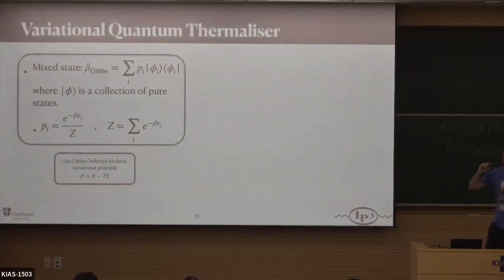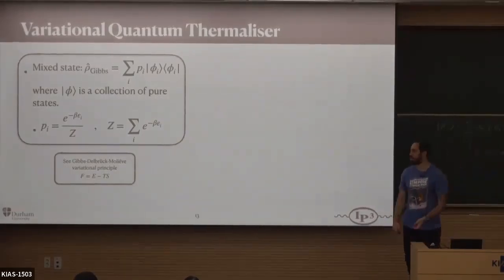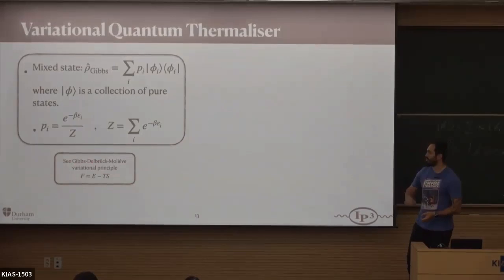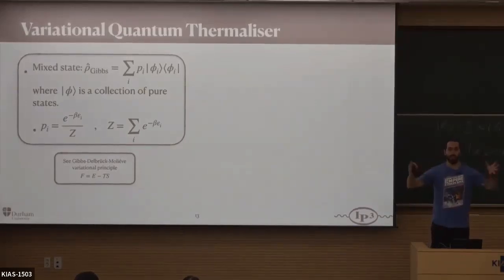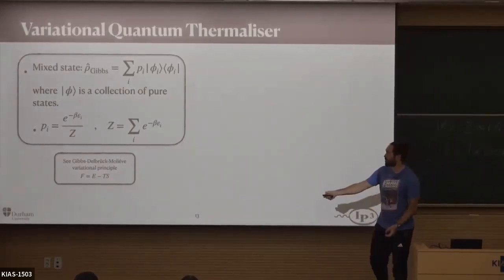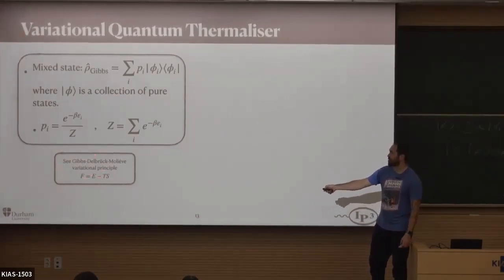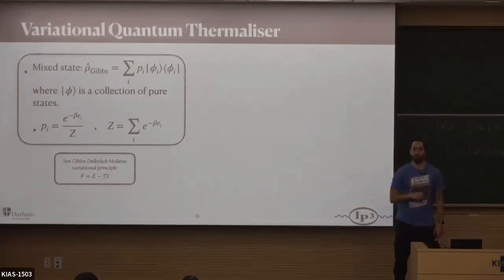If you read any statistical mechanics book, it will tell you to use the Gibbs-Bogoliubov variational principle, which basically tells you to optimize the free energy of your system. How do we calculate the free energy? The expectation value minus the temperature times the entropy of the state, right?